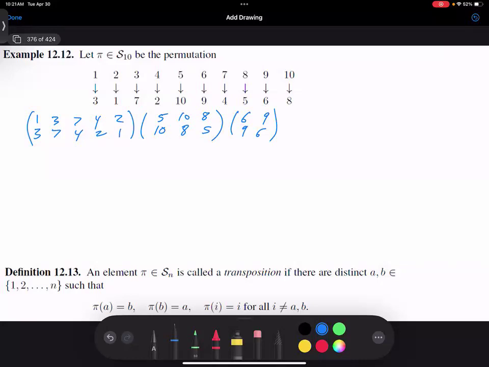I could do them in other orders. I can rearrange these any way I want. This is perfectly fine. So the next, and we've seen this already, an element pi is called a transposition if there are distinct A and B, such that pi of A is B, pi of B is A, and everything else is left alone. So we just switch A and B. So we often denote this by tau of AB, and if I wanted to write it, it would be A goes to B and B goes to A.